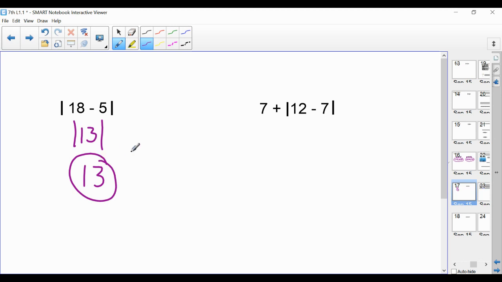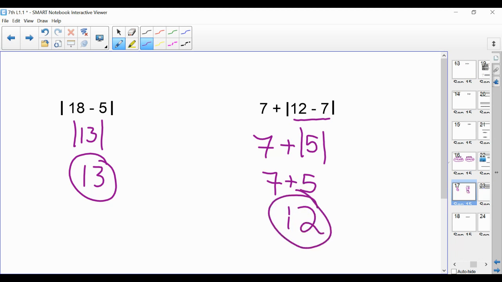Next one, we have 7 plus the absolute value of 12 minus 7. So we're going to look inside those absolute value signs and do that first. 12 minus 7 is 5. Still have to bring down those absolute value signs because we didn't check that yet. So we have 7 plus the absolute value of 5. Well, the absolute value of 5 is 5. Plus 7 still needs to come down. 7 plus 5 is 12. So that's the answers for those two.